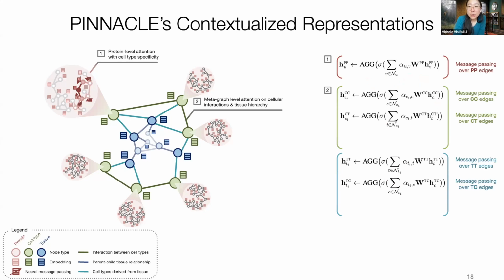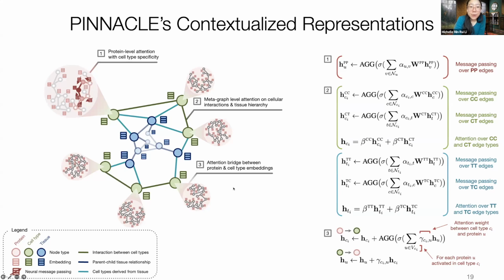This similar message passing is used in the cell type and tissue nodes in a metagraph as well, but separated by edge type. So there's cell type to cell type, cell type to tissue, tissue to tissue, tissue to cell type. And then we aggregate these different views of a node's neighborhood by learning an attention over the edge types.